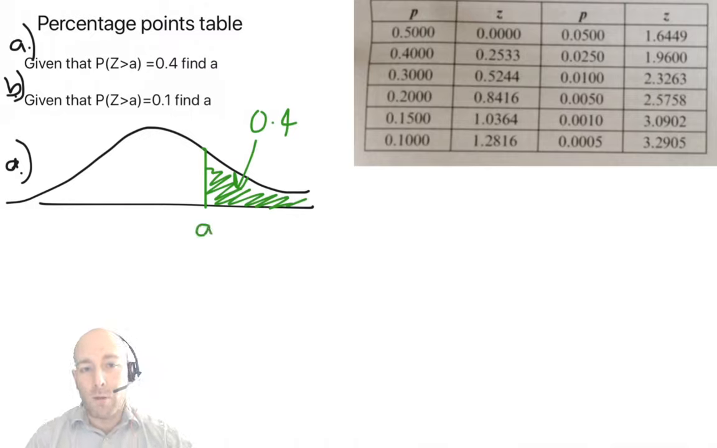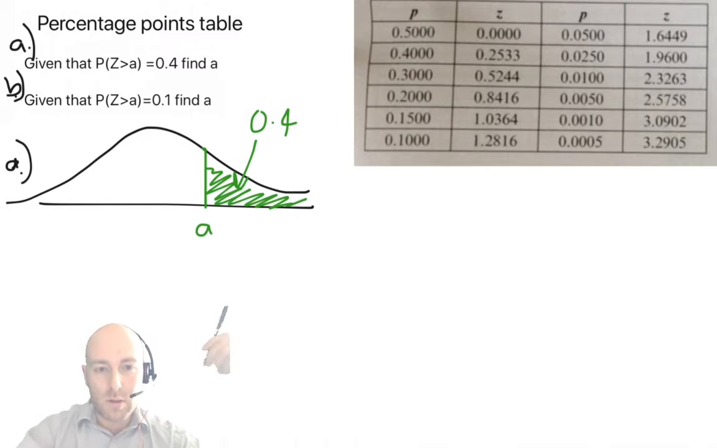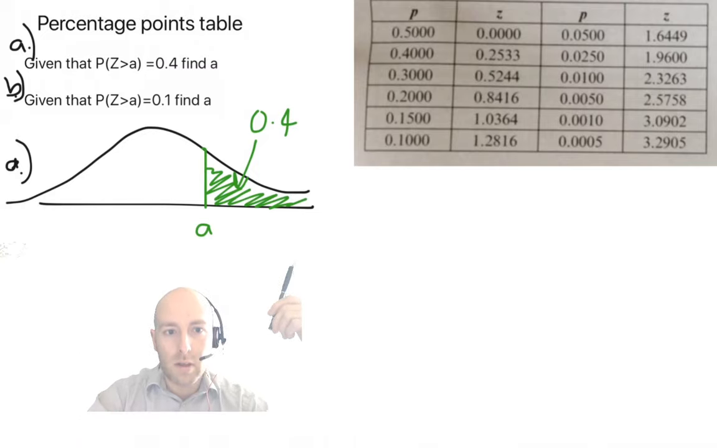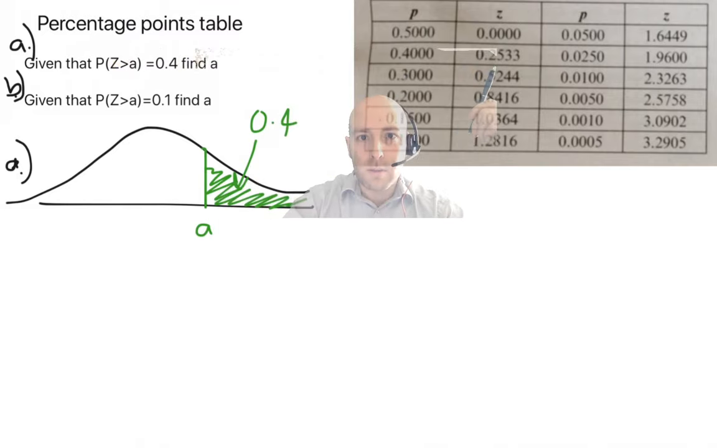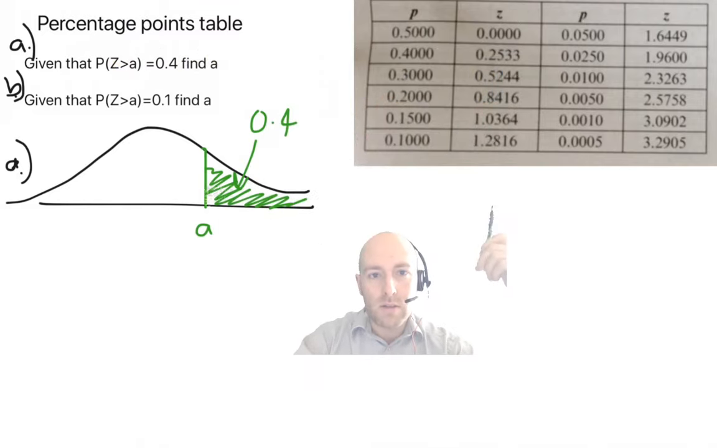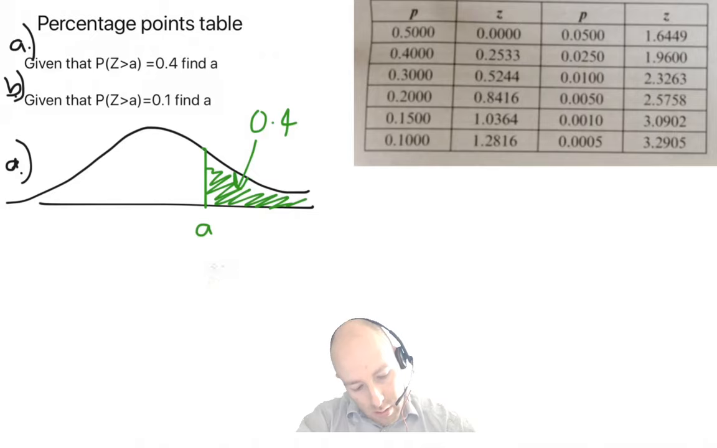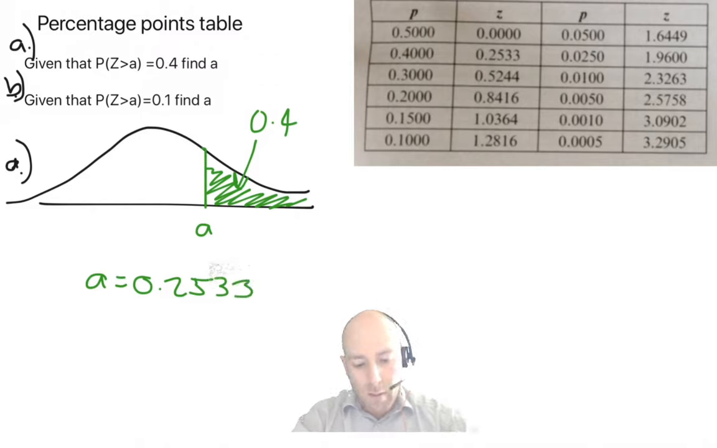So it's greater than, we're allowed to just go straight into using our table. If we go to the table, look for 0.4, there it is, our answer is 0.253. So that's it, 0.2533. Cool. All right, everyone okay with that?